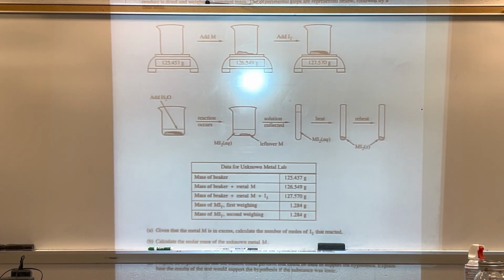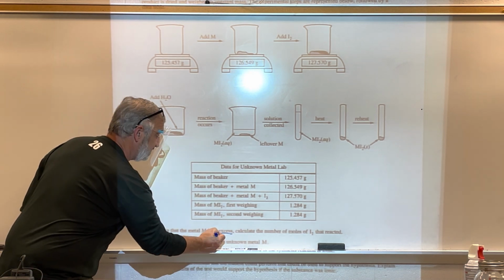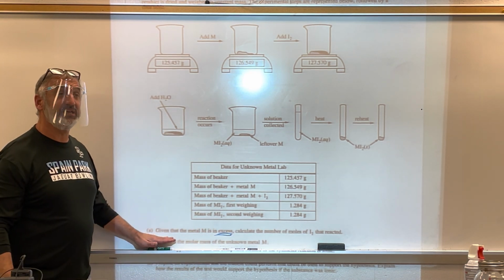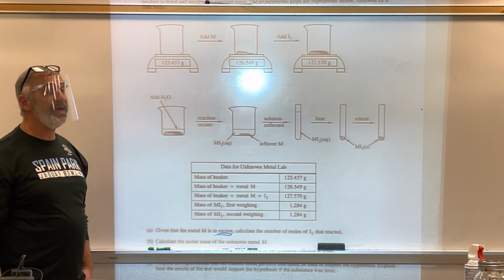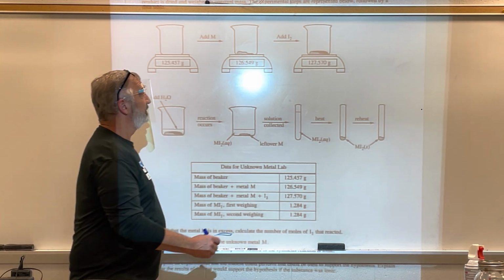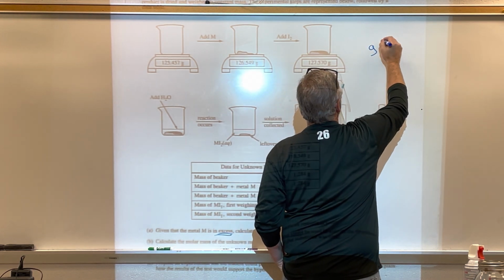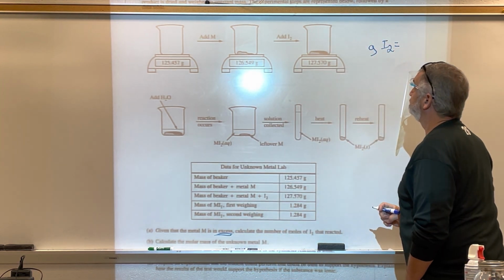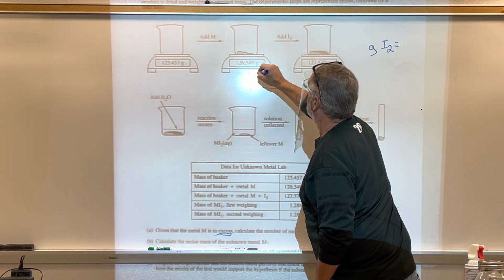Okay? First off, for part A, given that metal M is in excess, calculate the number of moles of iodine that reacted. Well, if M is the excess, what does that mean I2 is? The limiting reactant. So how much of that is left at the end? None. So all that you added in got used. So that's what this is telling me, that since M is excess, I know that all the I2 was used. How much I2 did we add? 1.02. Okay? So grams of I2 are going to equal what minus what? 127.570 minus that one.